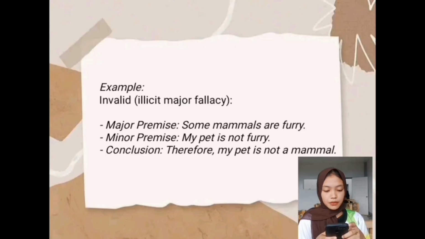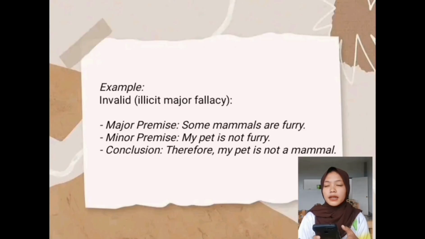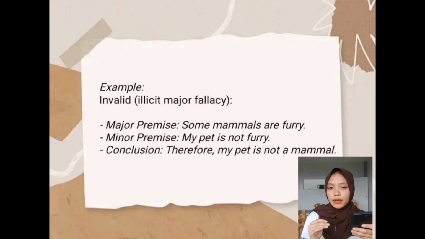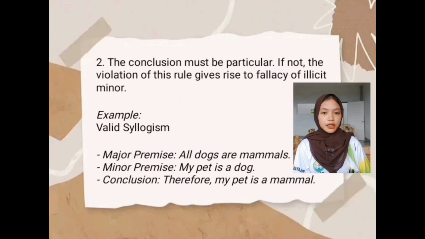This is it, significantly lang to risk committing the fallacy. Pag negative yung minor premises natin, hindi siya automatically magiging mali. When the minor premise is negative, it is easier to accidentally make a broader claim in the conclusion because you are focusing on what's not included, rather than what is included. That is the number 1 rule in figure 3. Let's move on to the number 2 rule.